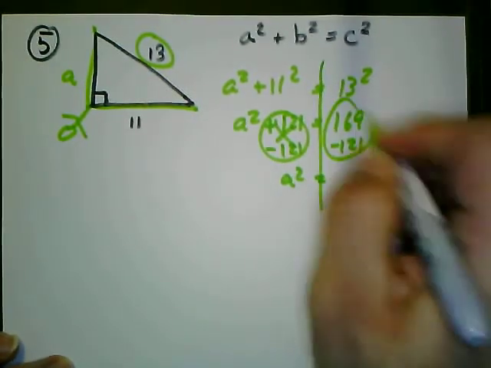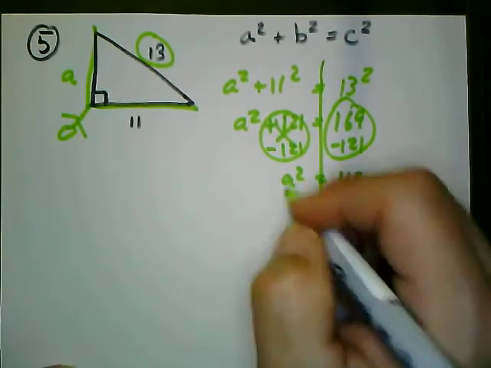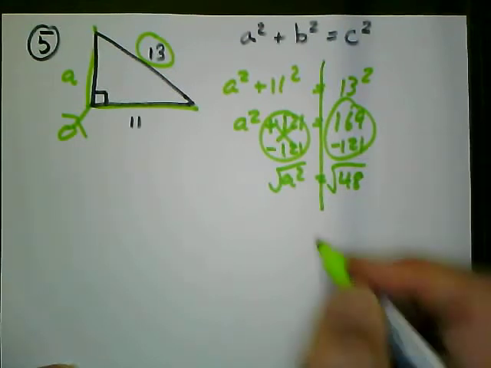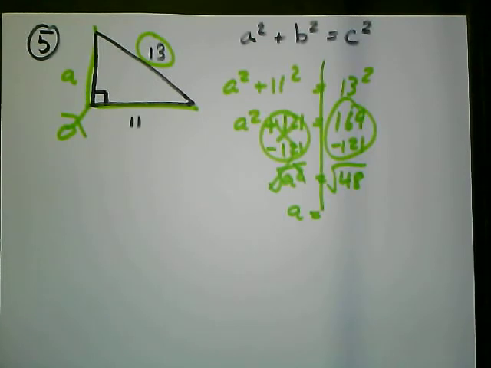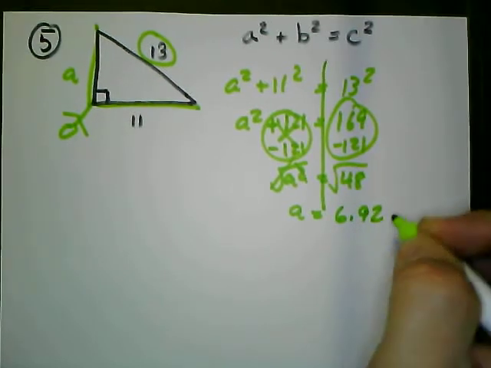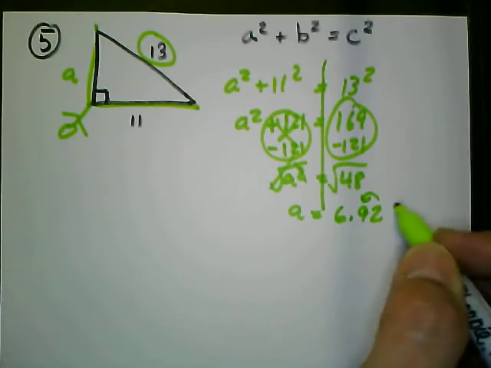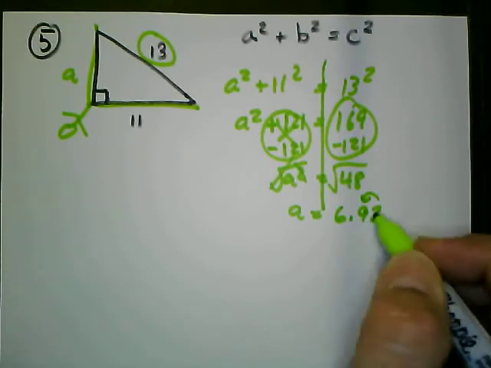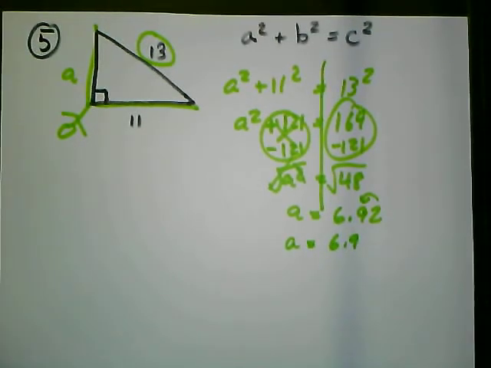A squared equals 48. We're going to square root both sides. The square root and the square disappear. We have A equals the square root of 48, which is 6.92 and onward, but the 2 is going to keep it, because this is between 0 and 4, it's going to keep it as that. So it'll be 6.9 or 6 9/10.